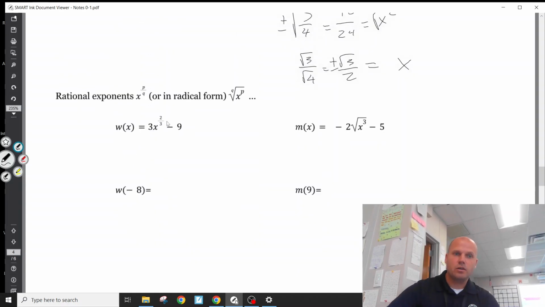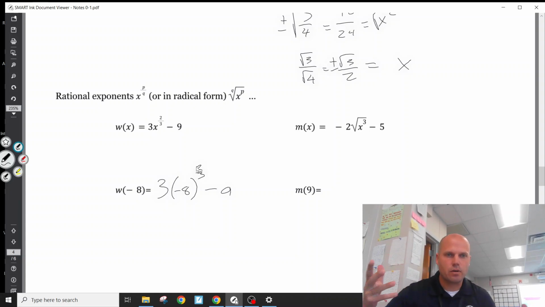You will see rational exponents. It doesn't have to be a square or a cube. It could be this fractional exponent. It's important to be able to evaluate values to these, so I'll probably do a quick review before we get going. So a quick review.